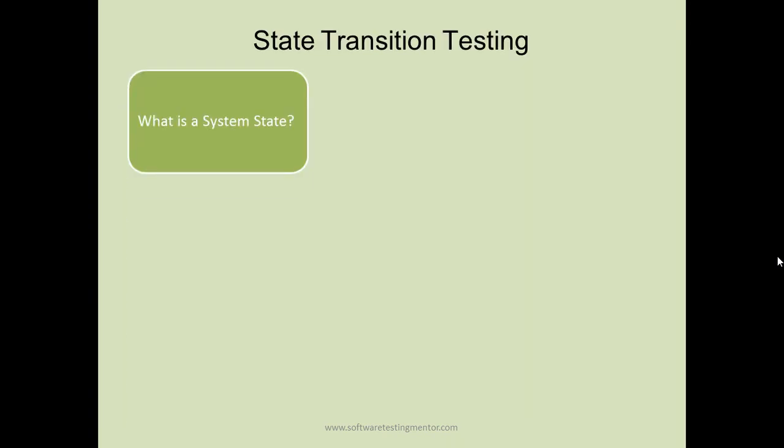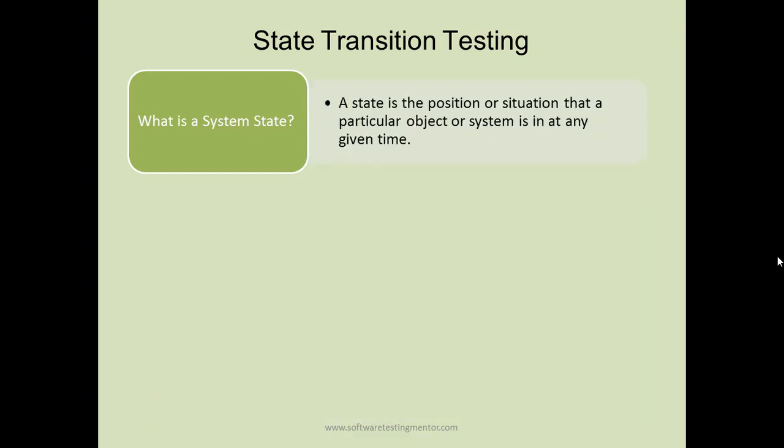So what is a system state? A state is the position or situation that a particular object or system is in at a particular time. For example, if your car is standing and not moving, it's in a stationary state. Once you start the engine of the car, apply the gear and accelerate, it starts moving. So the state of the car changes from stationary to moving.